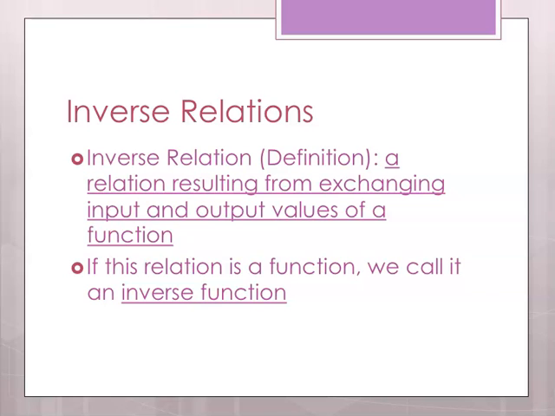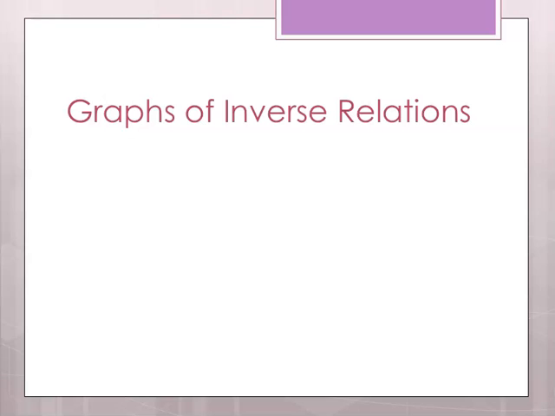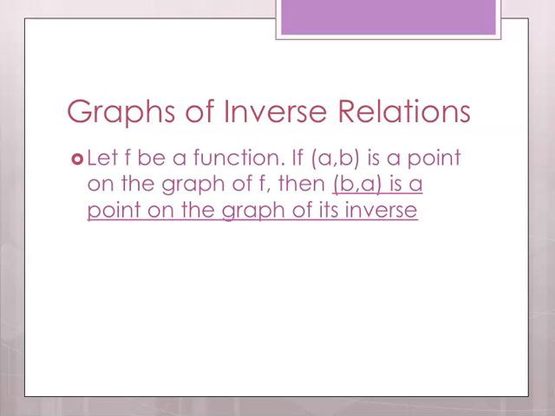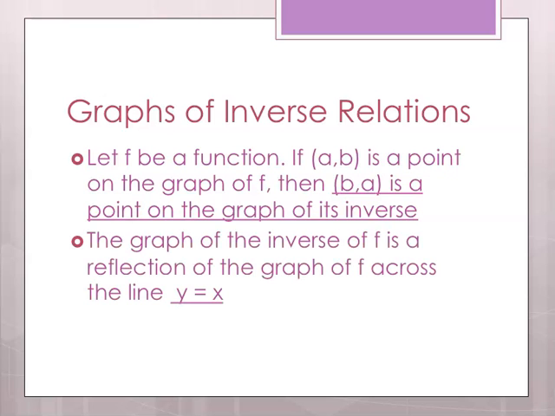Now, if we talk about the graphs of inverse relations, let's say you have some function f, and a comma b is a point on the graph of f, then for the inverse, b comma a will be a point on its graph. Another way to think about this is comparing the graph of a function and its inverse. The graph is going to be a reflection of the original graph across the line y equals x.